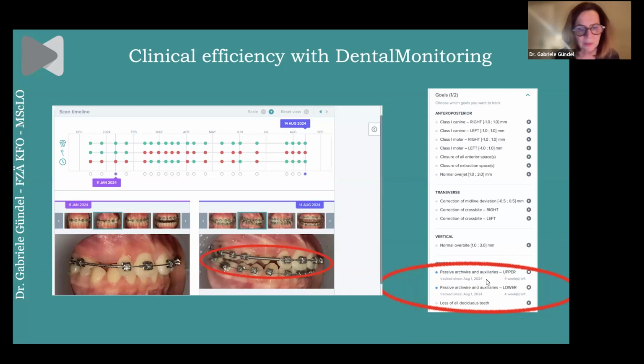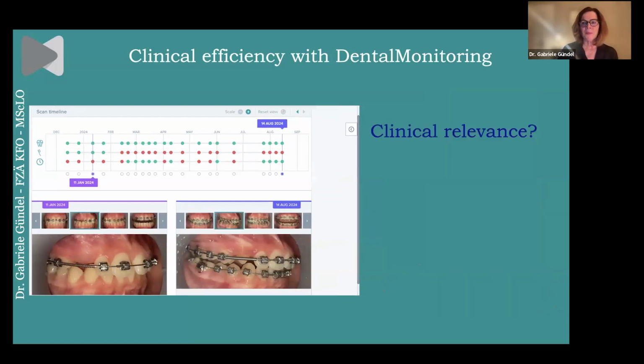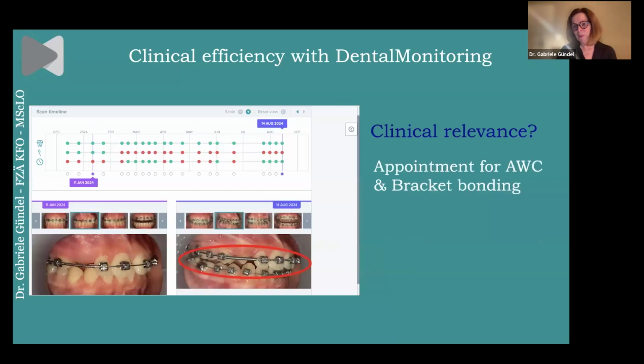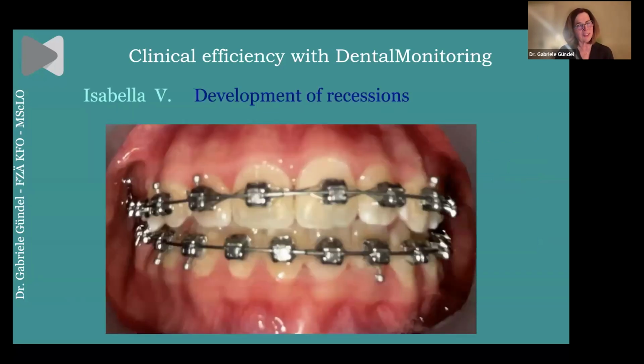So I look, everything is fine, clips are closed, bite is developing nicely. So I say, yes, okay, we wait another maybe 3, 4, or 5 weeks. So the appointment for arch wire change and bracket bonding can be prepared very, very precisely and efficient.